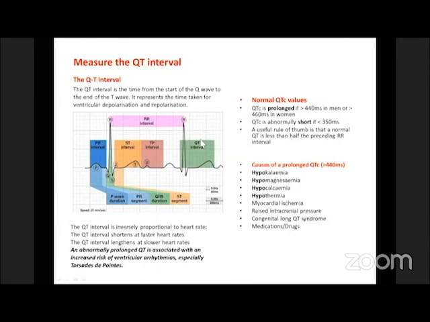The last part of the ECG is to measure the QT interval. The QT interval is the interval between the beginning of the Q to the end of the T wave. And usually it represents the time taken for ventricular depolarization and repolarization. The QT interval is inversely proportional to the heart rate. The QT interval shortens at faster heart rate and lengthens at slower heart rate.